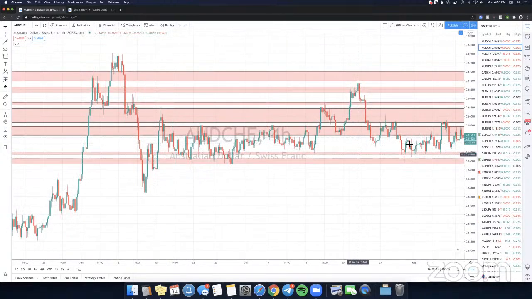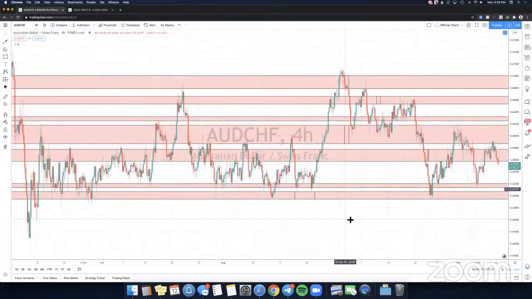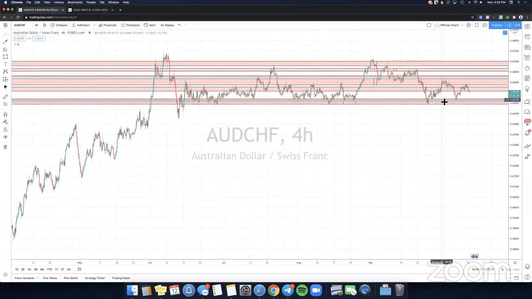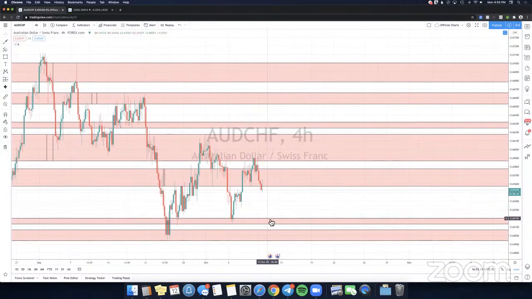However, look at price currently now. The zones are still in the same area. Right here, you can see the lower zone is going to be at 0.6519, so let's round it up to 0.6520. And this upper zone right here is going to be at 0.6558. I'm going to round that up as well.